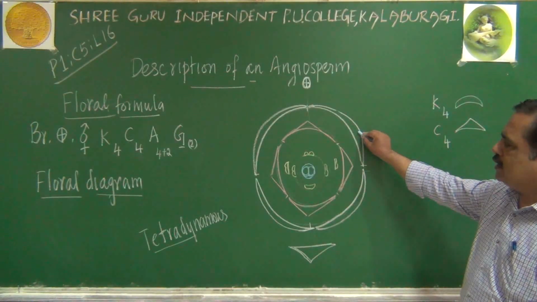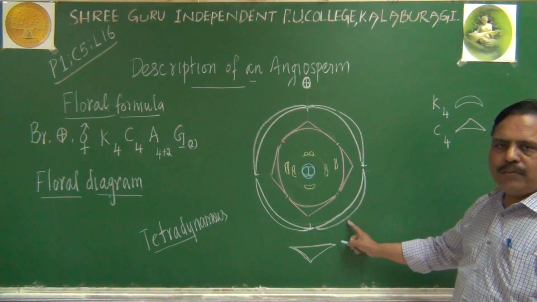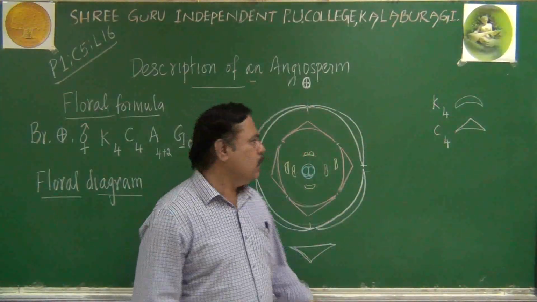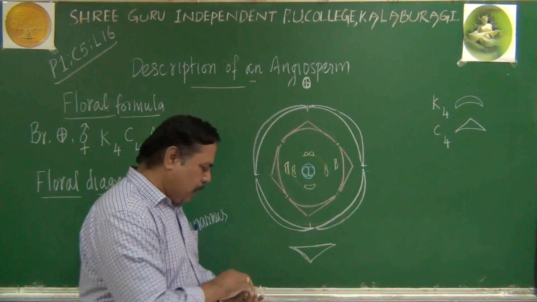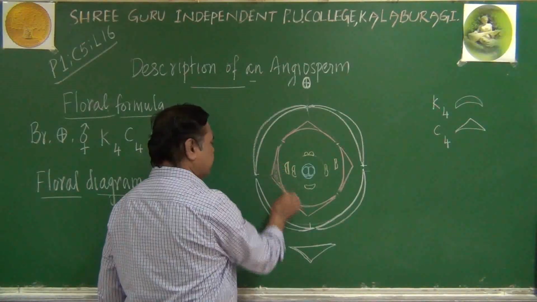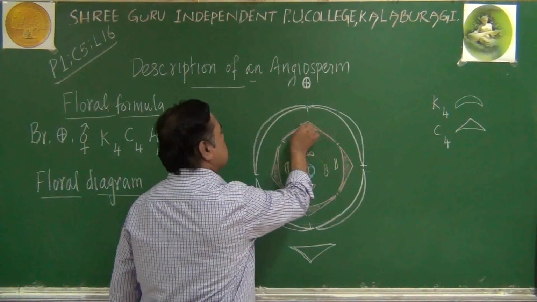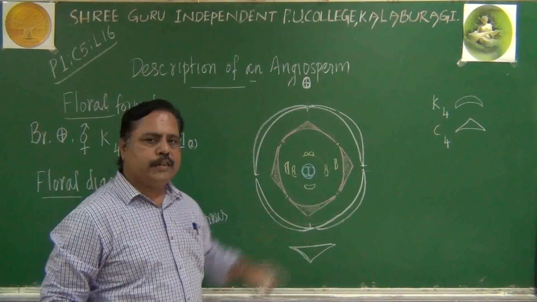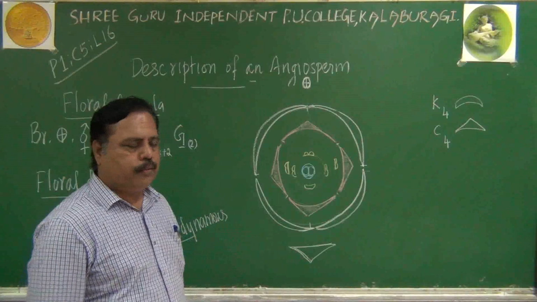Outer whorl is calyx. There are 4 sepals. Valvate aestivation, simply touching each other, and they are in polysepalous condition. Second whorl, pink color I have drawn. This second whorl is indicating corolla or petals. Petals are 4 in number. They are also arranged in valvate aestivation. They are also polypetalous, they are not united.